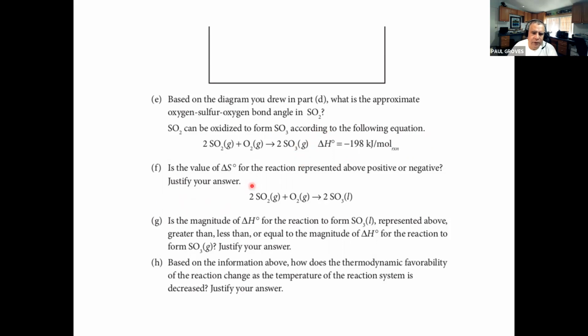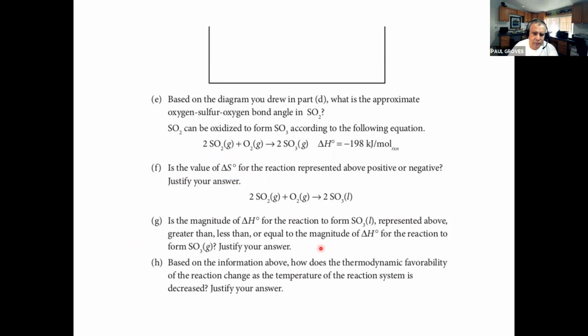So is the value of delta S for the reaction represented above positive or negative? Justify your answer. This reaction does form, so delta G is going to be a negative value. The delta H is negative. Here we have 3 moles of gas turning into 2 moles of gas. That's getting a little less disordered, a little less random, so that's going to be a negative delta S for this reaction.